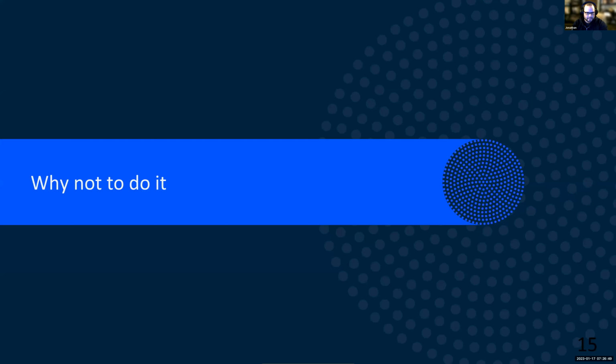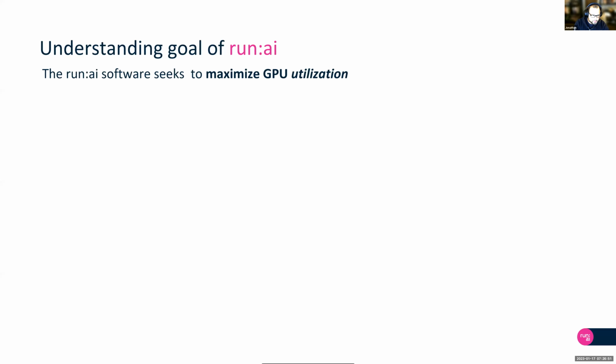And so why not? First, we have to understand the goal of Run AI. It is software that seeks to maximize GPU utilization. Please note that that is different than allocation. What we mean by utilization is actually having your GPU perform computations, not just be allocated to a specific person or task, to actually have it be doing things.